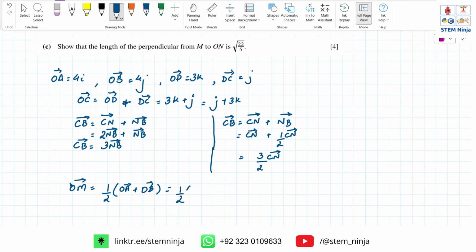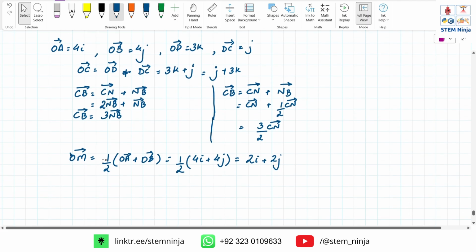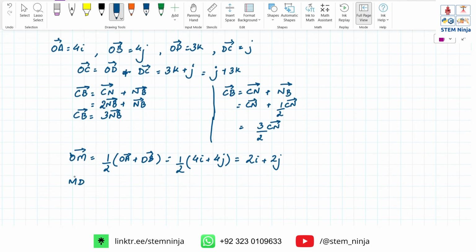So half of OA is 4i and 4j, so this would become 2i plus 2j. Similarly, we can do MD in position vector notation, OD minus OM. So OD is 3k and minus OM, minus 2i minus 2j. So you can write it as minus 2i minus 2j plus 3k.